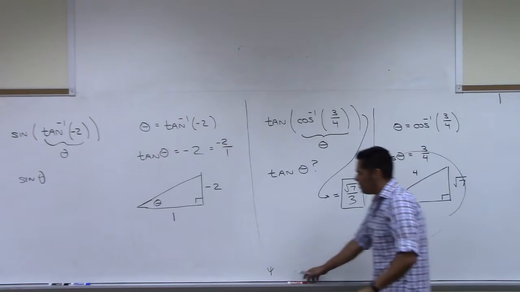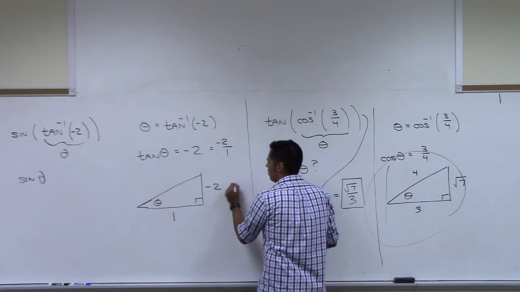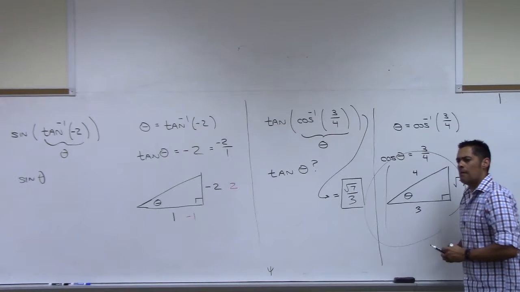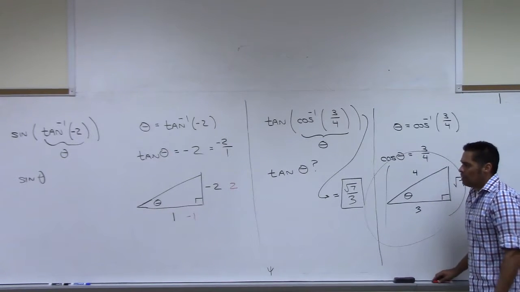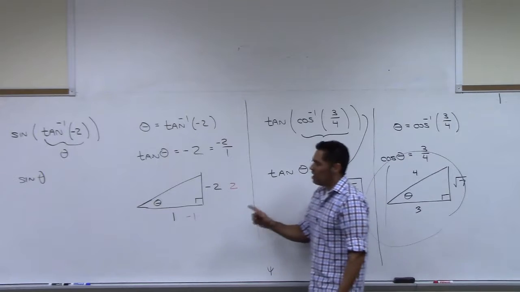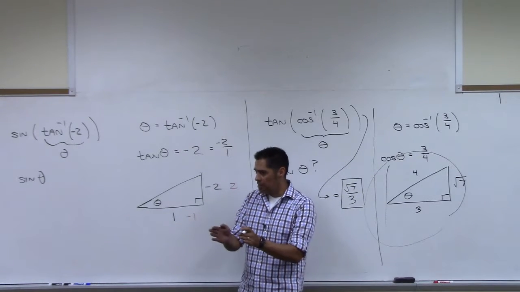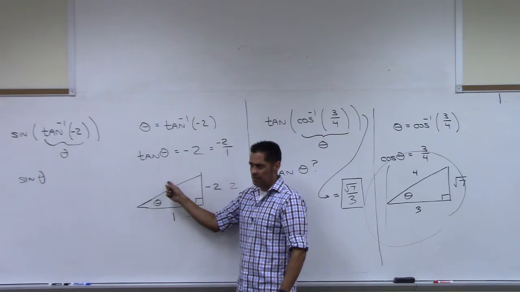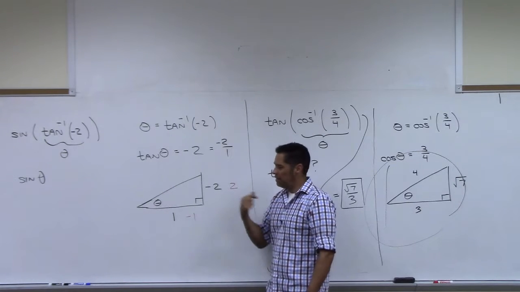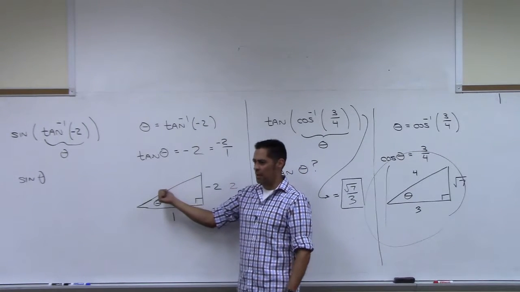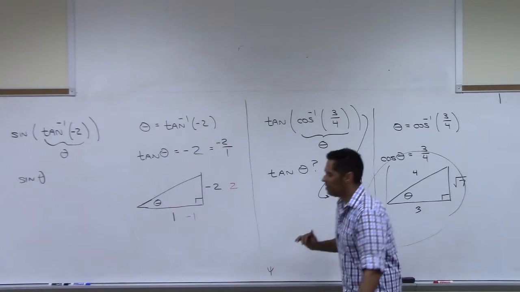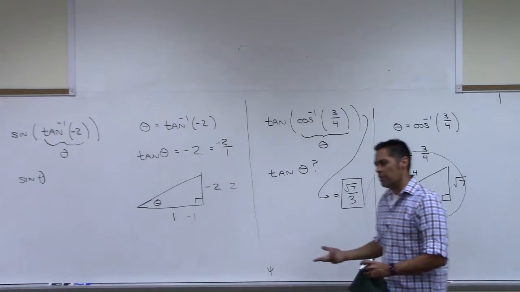Why couldn't I have done this, though? Could I have done 2 and -1? Wouldn't that give you the same ratio? Yes. And so if I asked you for sine, you're going to give me -2 over this hypotenuse, but if I did it this way, I'm going to give you +2 over this hypotenuse, and we're going to have two different answers. So what's important to understand here is the quadrant you're in.